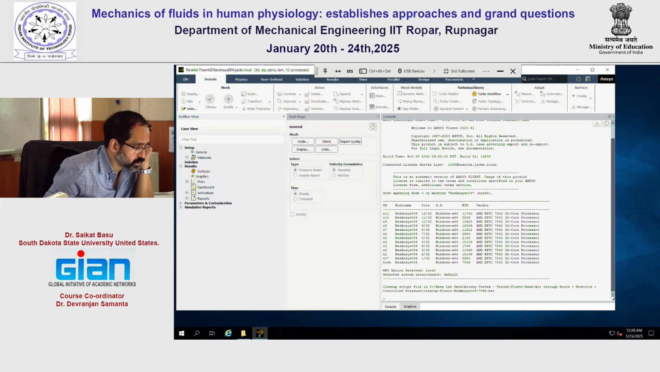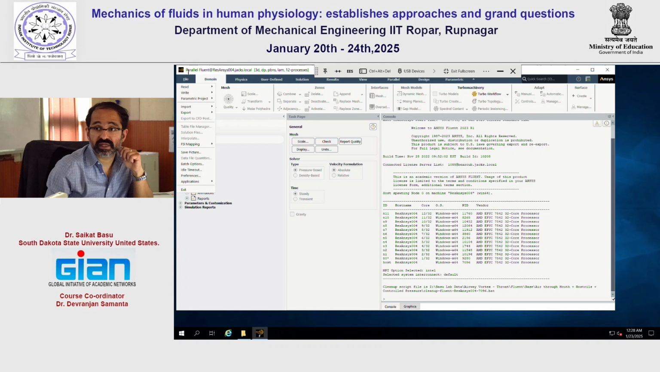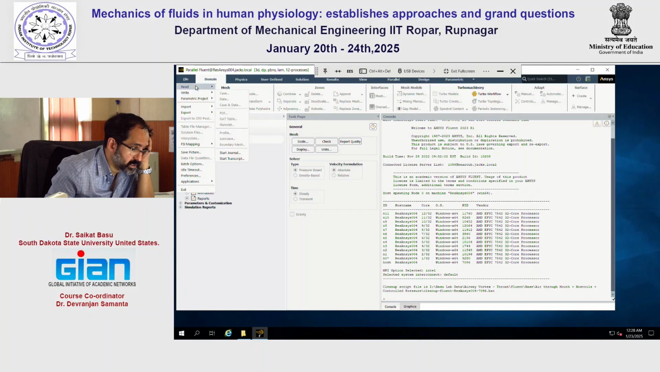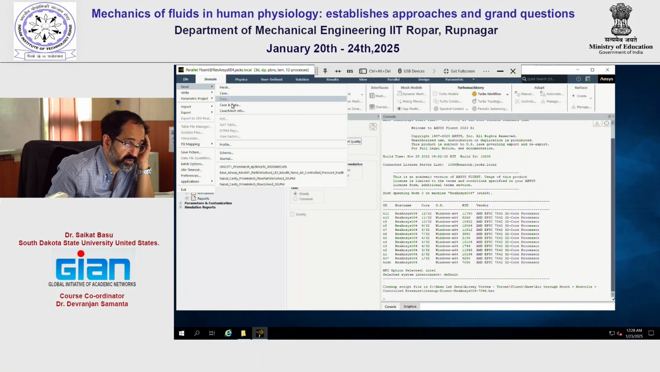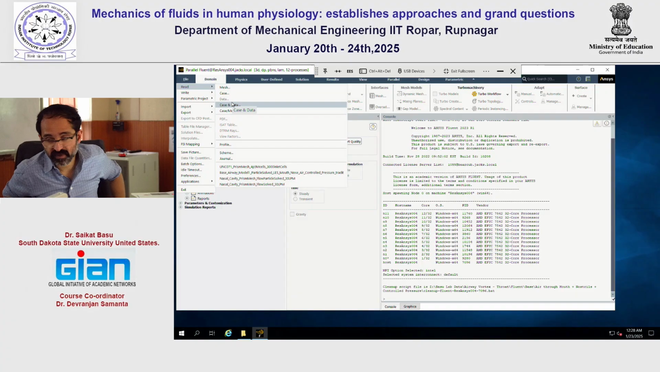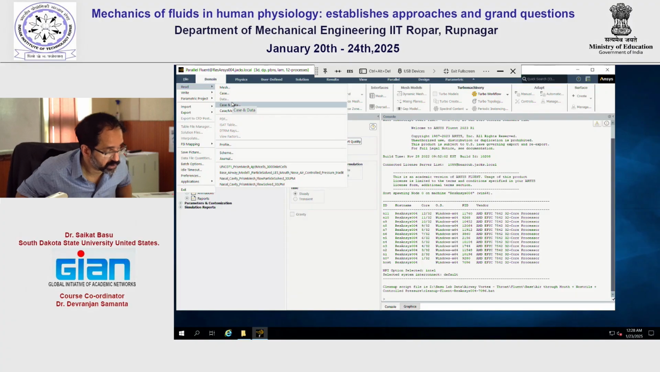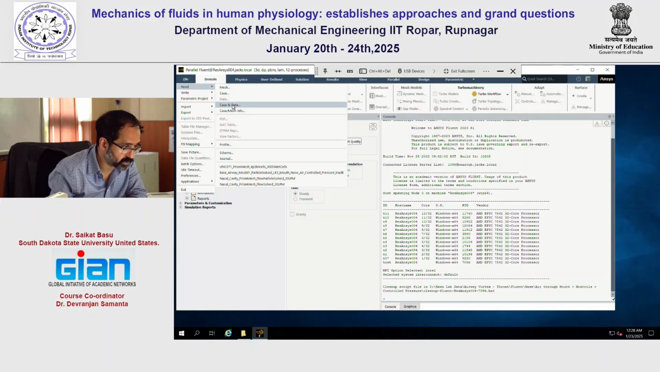Okay, so now to open a saved simulation, which you can do because I have already saved the simulations, go to File, then read case and data. Before, we were just importing the mesh file. But here, since you have the data simulated already, so case and data.